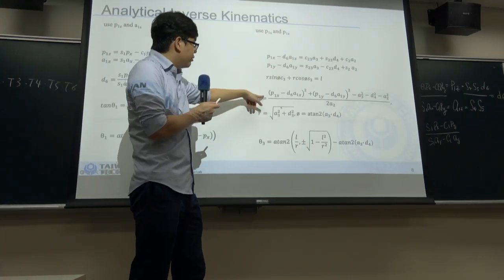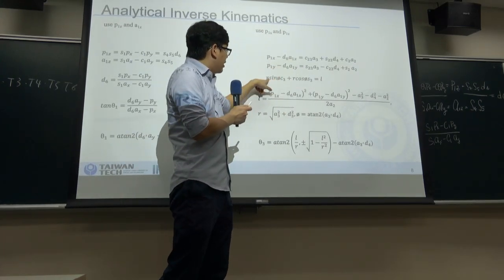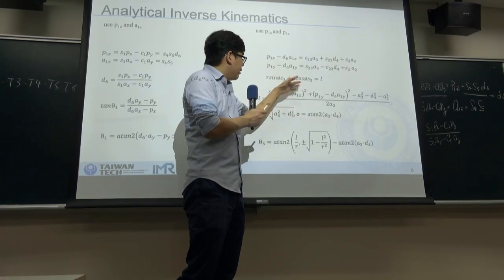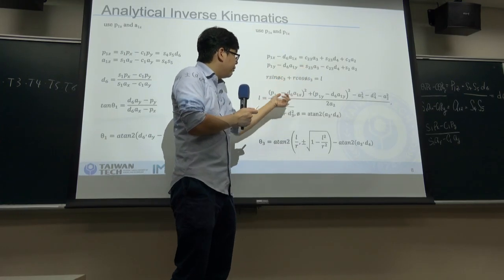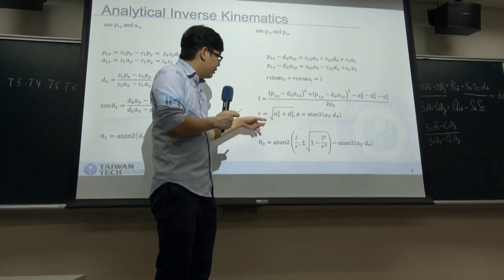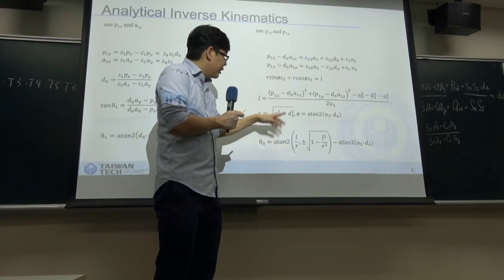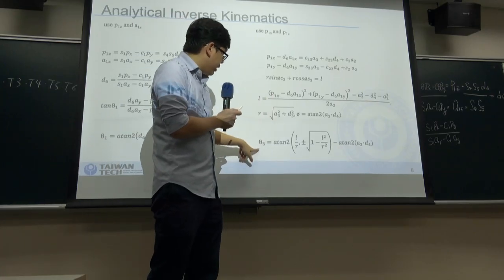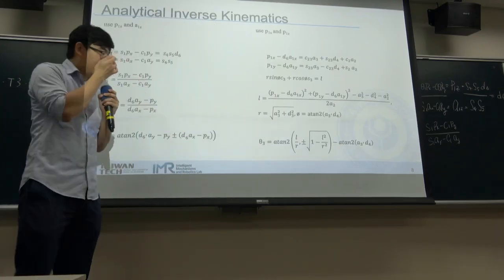And then we can use R sine and C3, their sum together is L. So we can get the length of L. And by just adjusting, we can get the theta 3.